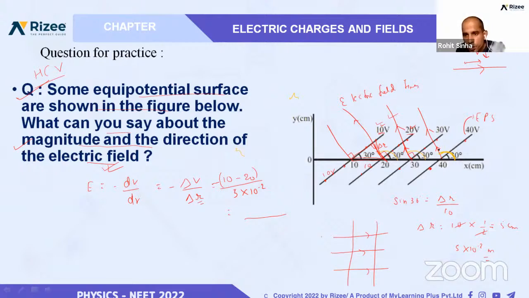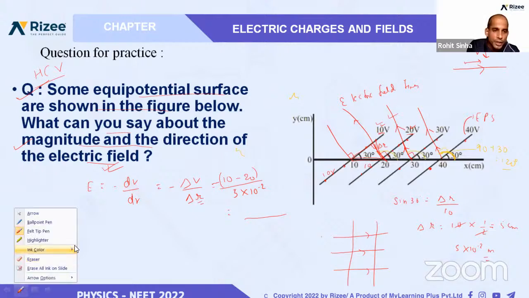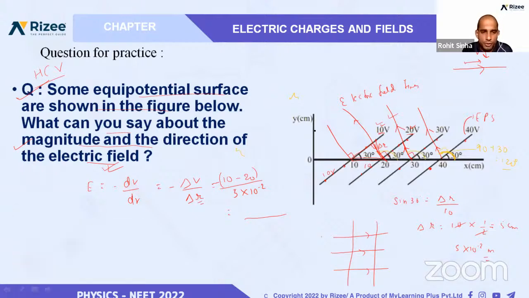This angle will be, we know this is 90 degrees, so the total angle will be 90 plus 30, that means 120 degrees. Now we will write our answer like this: the value of the electric field is this much, this much Newton per Coulomb, at an angle of 120 degrees from the x axis. This is the most important question, remember.